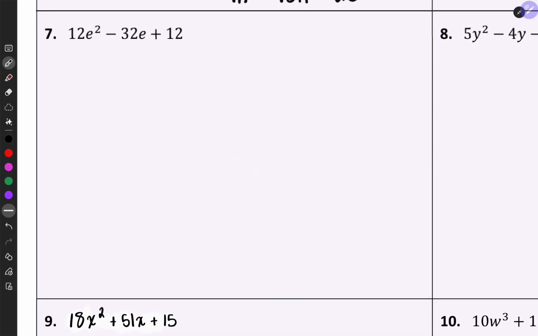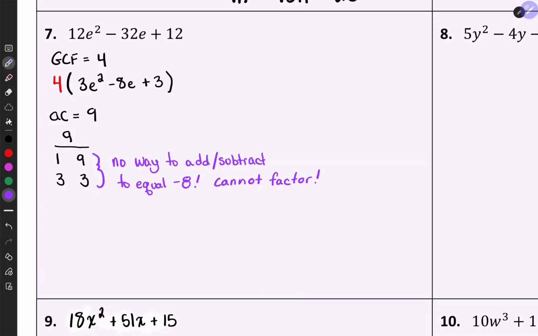All right, now back to number 7. There was a greatest common factor, which was 4. So I factored that out. That left me with 3e squared minus ae plus 3. So then from there, find AC. 3 times 3 is 9.